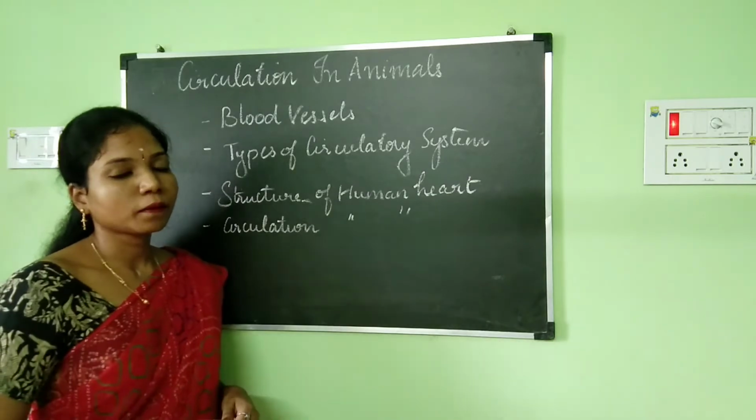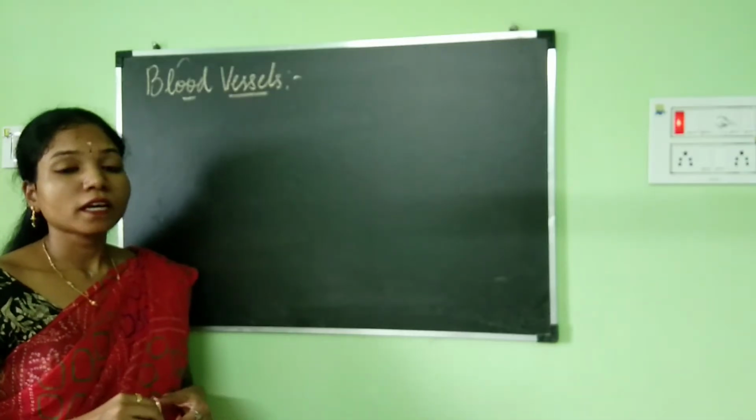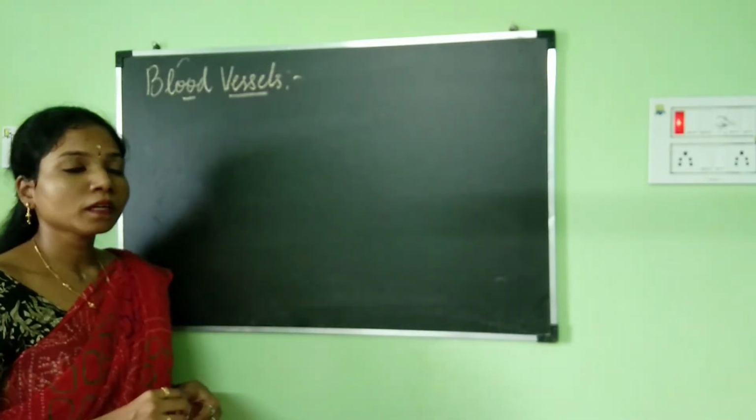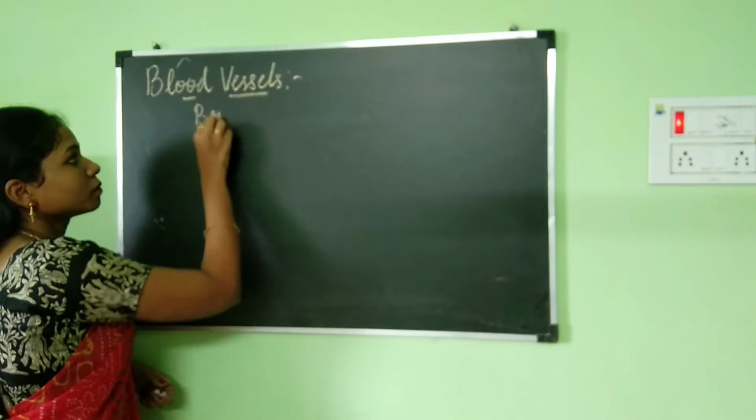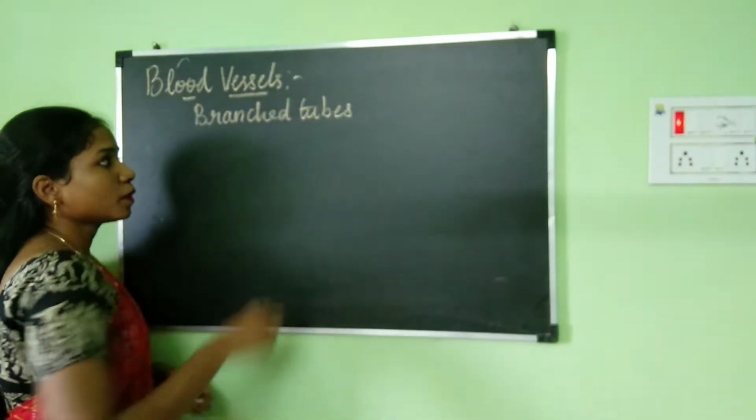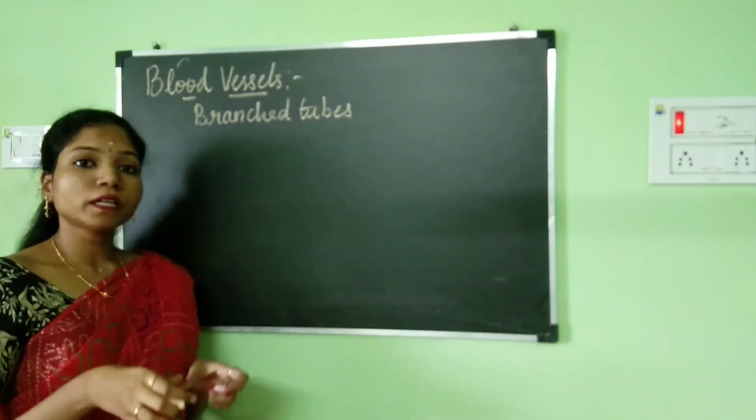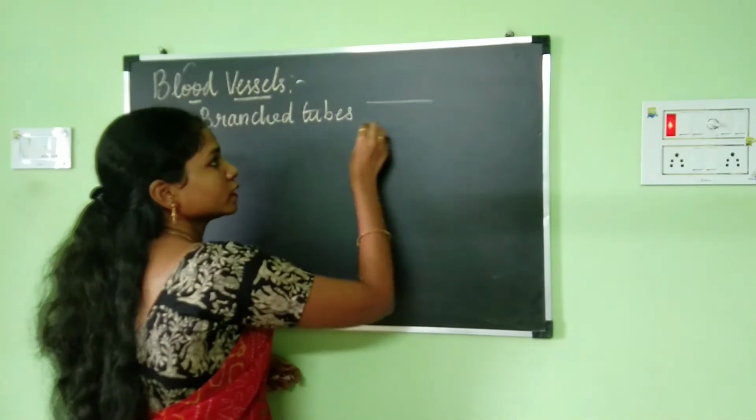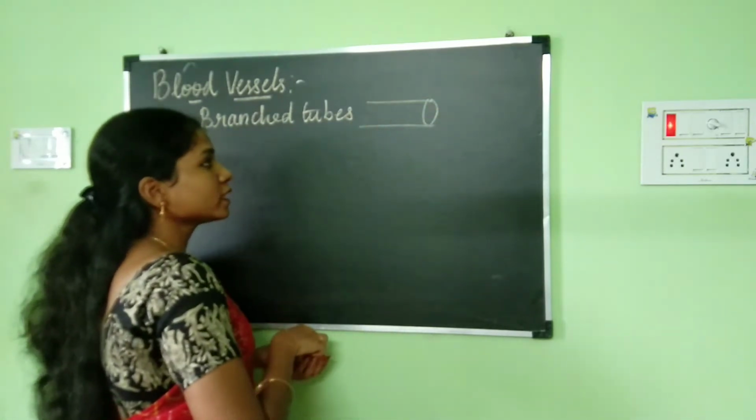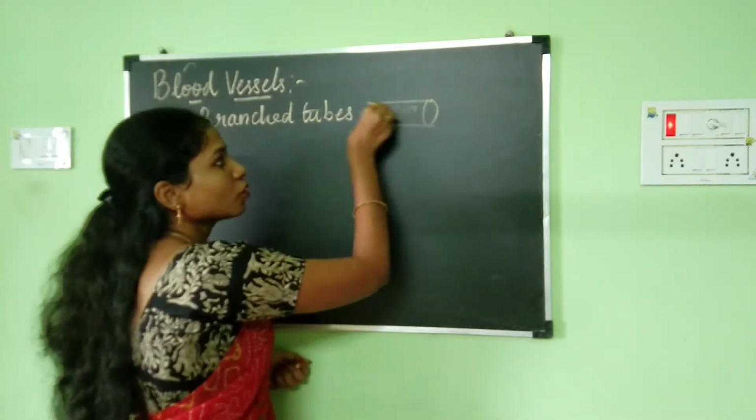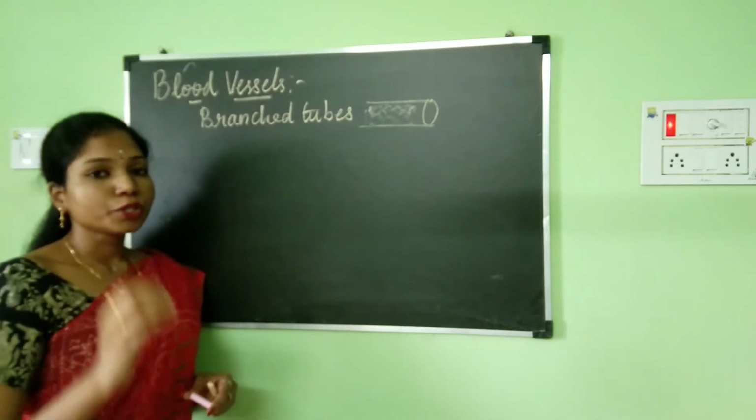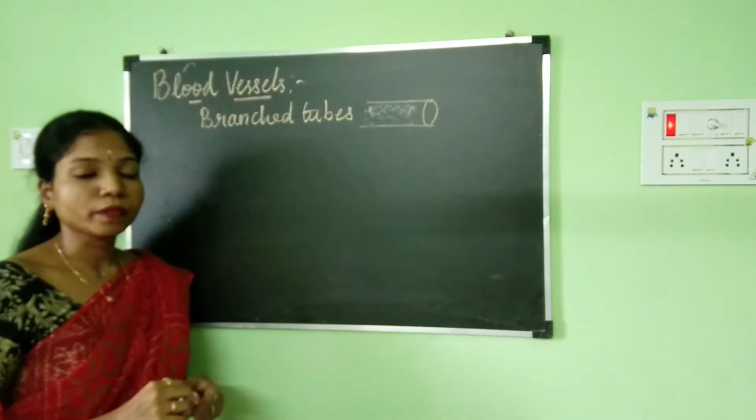Now first let's discuss the blood vessels. Blood vessels are a very important component of the circulatory system. Blood vessels are nothing but branched tubes inside which the blood is going to be flowing. Just consider this is a branched tube. This is a blood vessel. Inside this blood vessel only blood is going to be flowing.